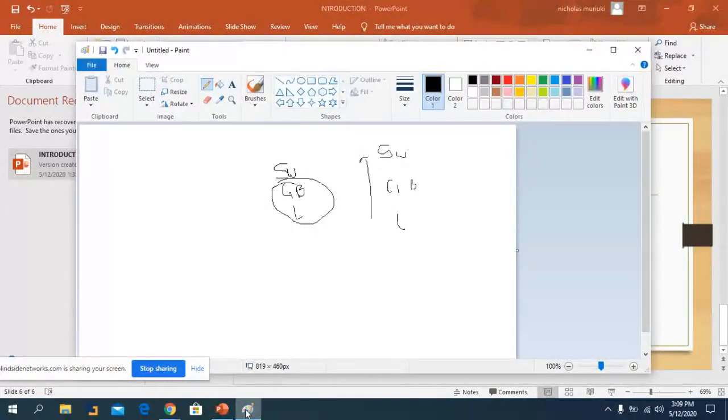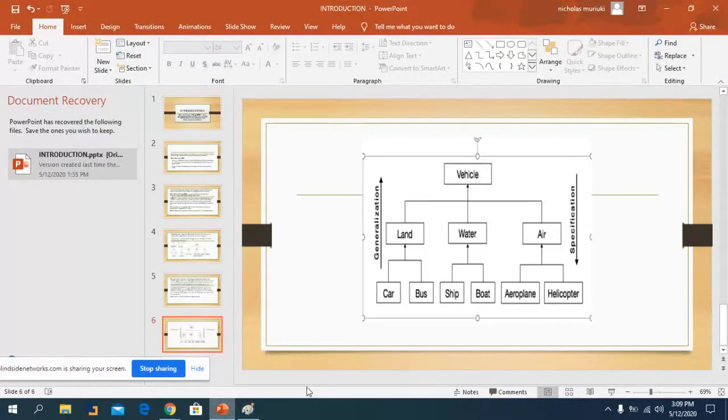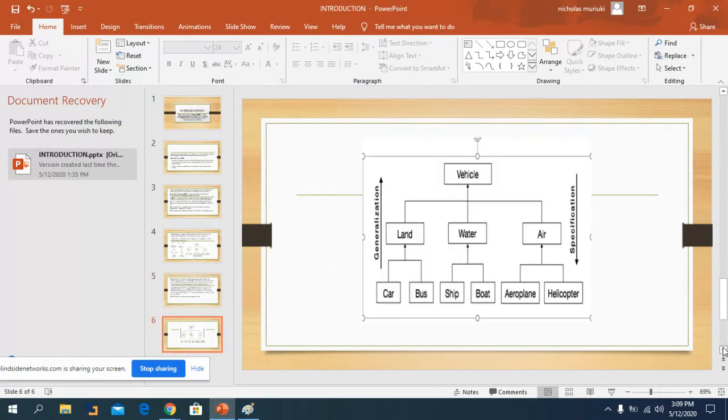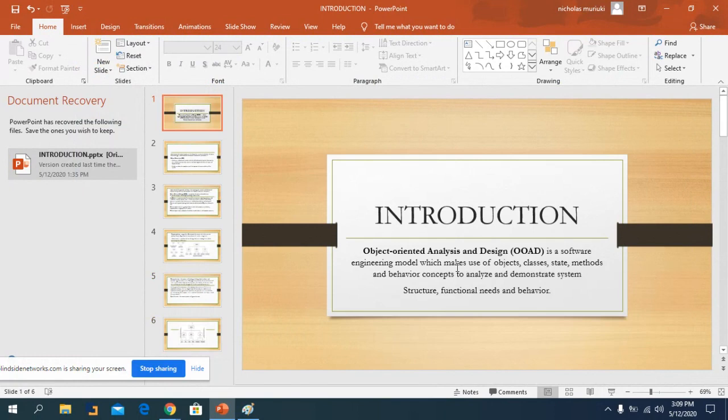So those are the things that we are trying to come up with in a presentation. We'll give different examples as we continue with the diagrams that will be coming up with new UMLs. But let us try to understand this term that we are calling object-oriented analysis and design, which we have said is a software engineering model which makes use of object classes, state methods, and behavior concepts to analyze and demonstrate system structure, functionings, and behavior.